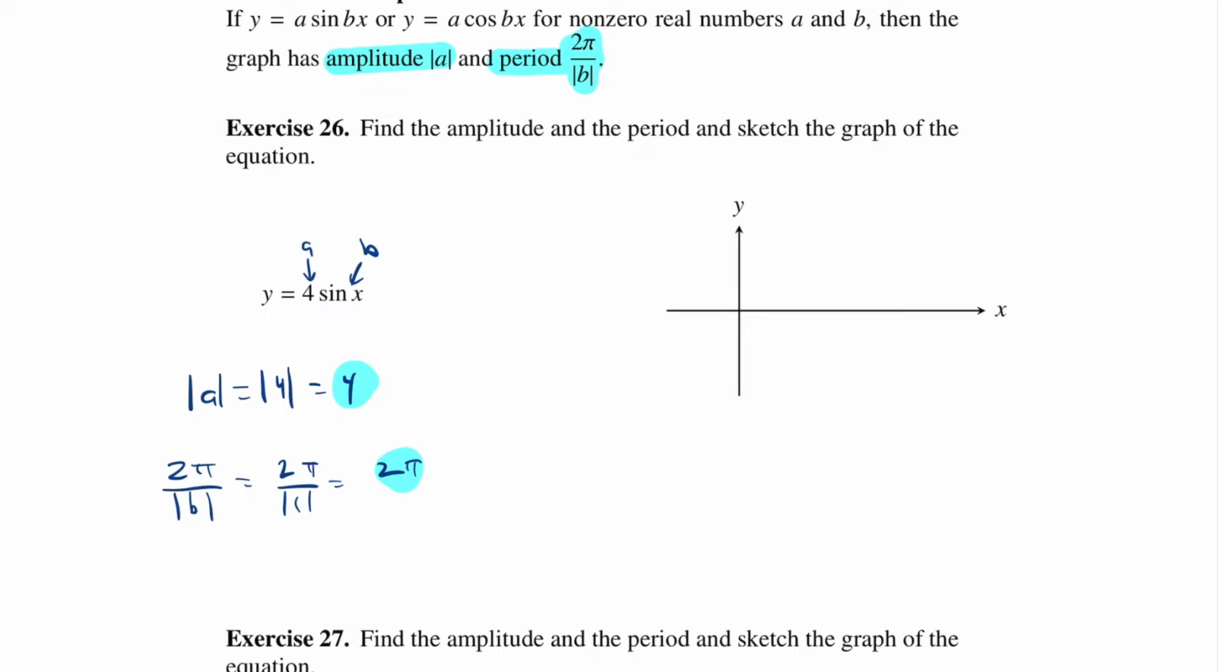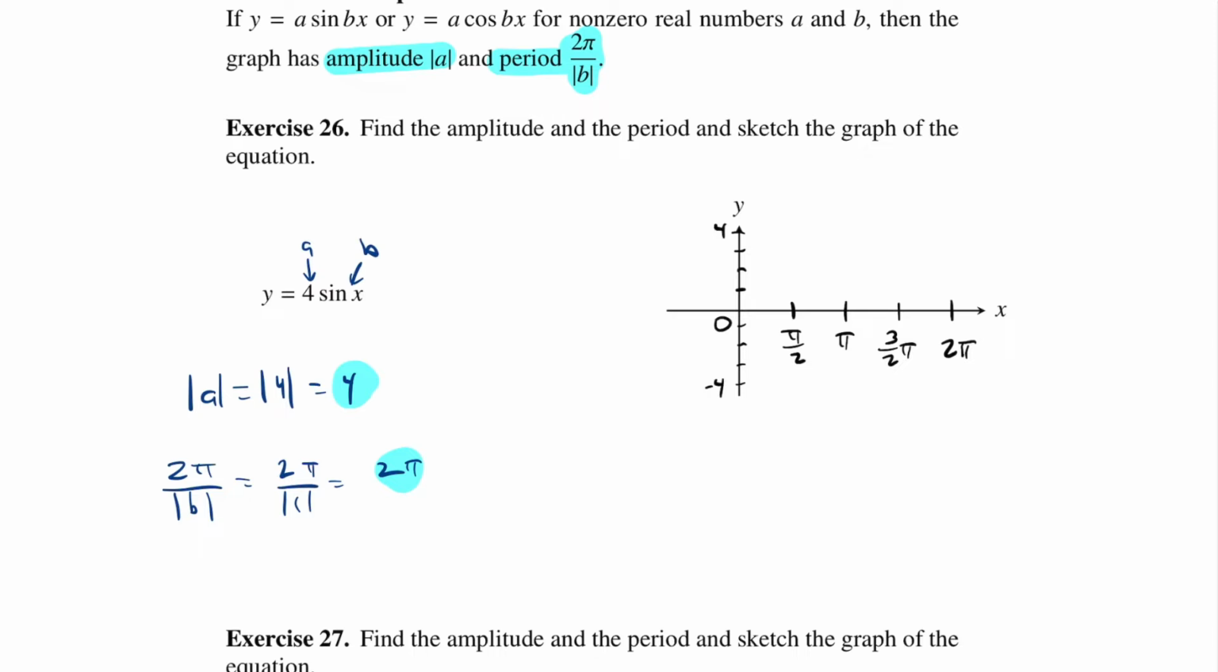All right, so our graph, we're going to start it at 0, and we're going to go to 2 pi, because that's the period. And then we're going to find a midpoint. The midpoint between these two is pi. Then we find another midpoint between 0 and pi, which is pi over 2. And then one more midpoint between pi and 2 pi, which is 3/2 pi. The amplitude is 4, so we're going to go up 4, 1, 2, 3, 4, and down 4, 1, 2, 3, 4.